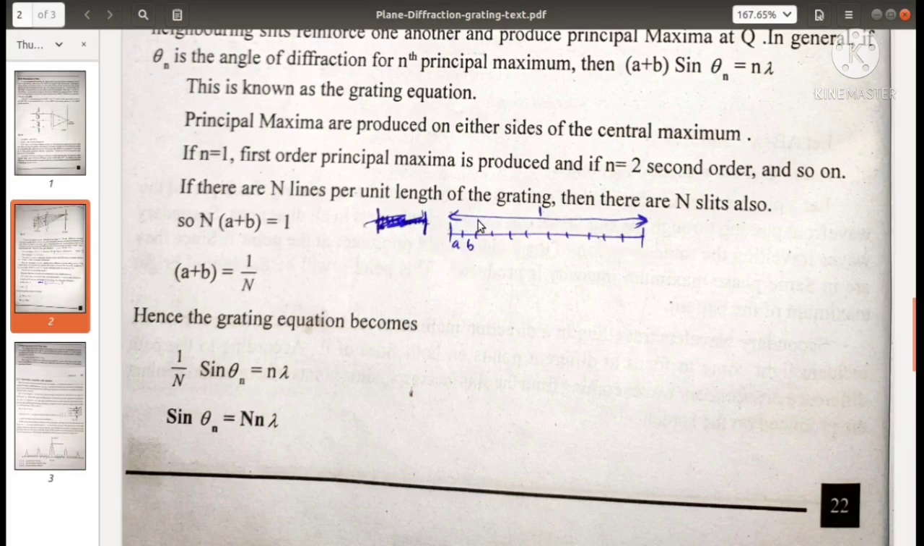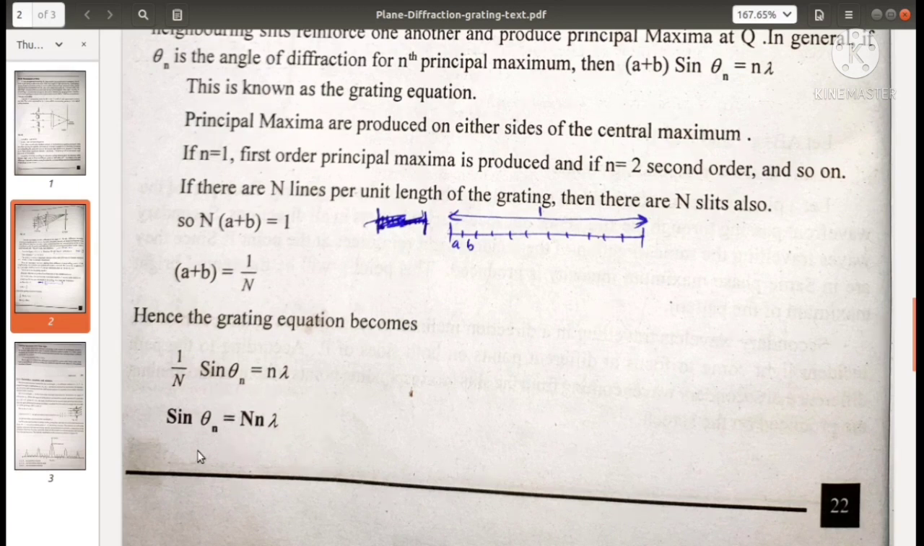And if there are N lines per unit length of grating, I have drawn here a picture in order to help you understand this. That is, if this represents a unit length, and if there is N number of lines, then there are N number of slits also. So a plus b will contribute a slit plus opaque region. So (a plus b) into N represents the total length, which is unity, equal to 1. Okay, so we can write N into (a plus b) is equal to 1. From this, a plus b is equal to 1 by N. So we can substitute this value here, so that (1 by N) sin theta n is equal to n lambda. From this, N sin theta n is equal to n lambda.